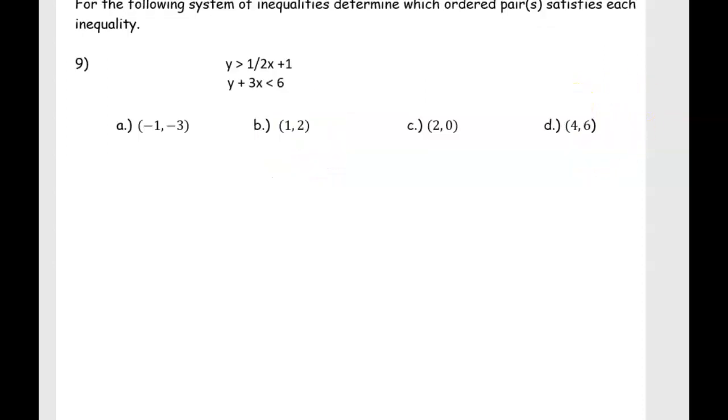Now our last example, we just have a question for the following system of inequalities. Determine which ordered pair satisfies the inequality. All we have to do here is plug the values in, and it needs to be true for both. Okay, so this should be true for both.